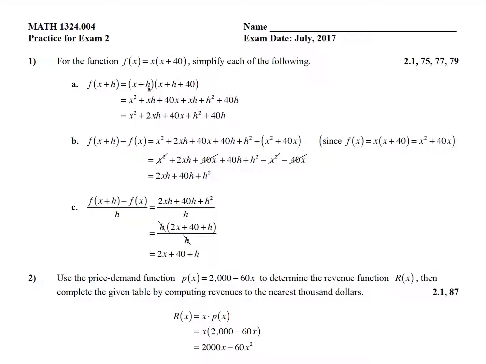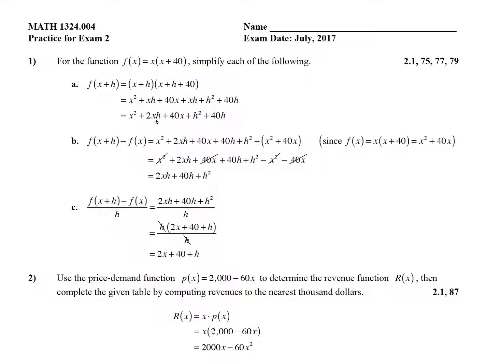Next, I multiply the h times everything in these parentheses. H times x is hx, which is the same thing as xh, so that's this term. And then I multiply h times h, which gives me h squared. And then I multiply h times 40, which gives me 40h. Now the only two terms that are similar terms that I can collect are this xh and this xh. Add those together, you have two of them, you have 2xh.